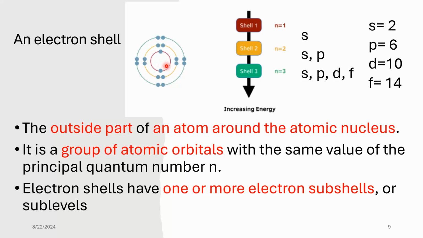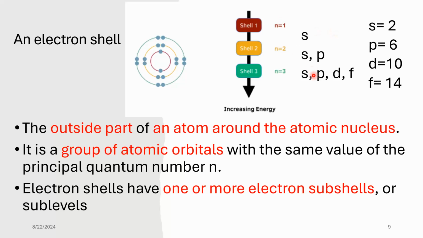This shell has only one orbital, the s orbital. Shell number 2, next to shell 1, can have two kinds of orbital, s and p. And shell 3, which is farther from the nucleus, can have s, p, and d orbitals. So these are the shells, and how many orbitals are present in each shell.